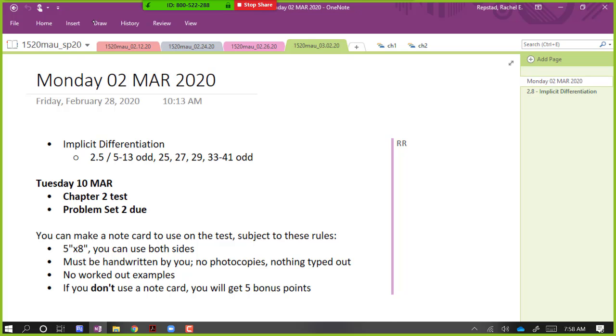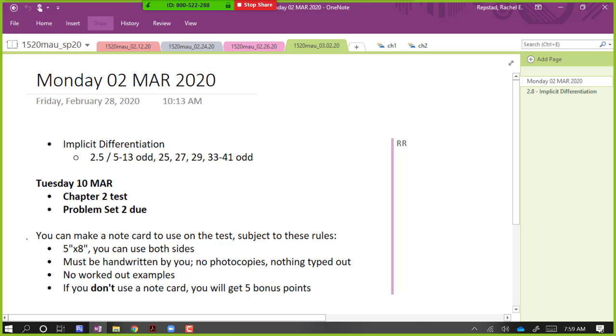What I wanted to do today was just keep going, moving through this chapter. We're going to talk about implicit differentiation. We're going to finish this chapter on Wednesday with higher derivatives, and then I think we'll be in pretty good shape to take our next test a week from tomorrow.